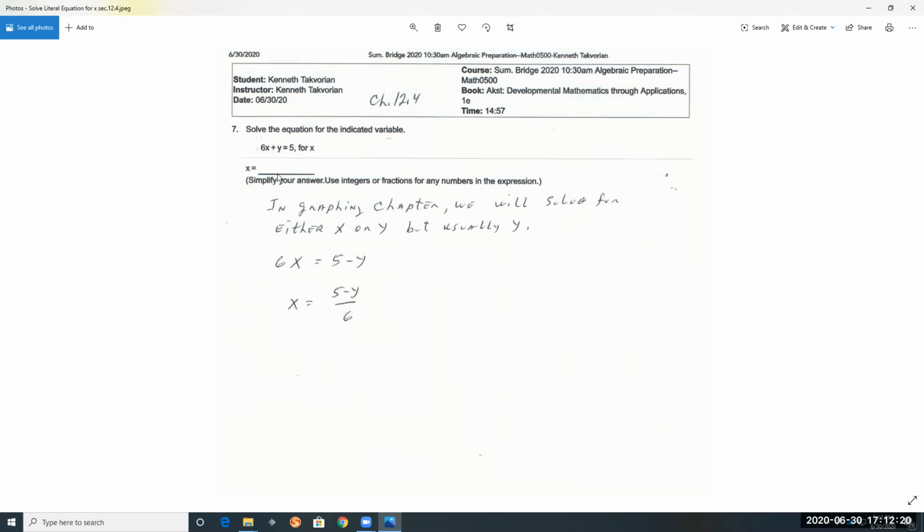So, solving for the letter X, keep the X term where it is, move the Y term to the right, so it's 5 take away Y. The coefficient of X is 6, and therefore the answer for X is 5 minus Y over 6.